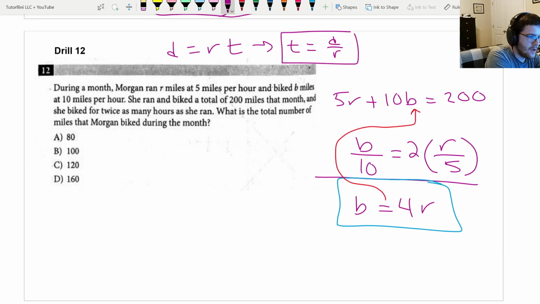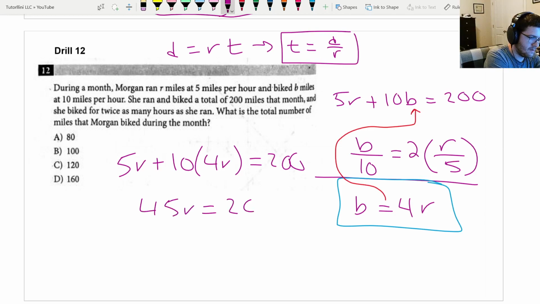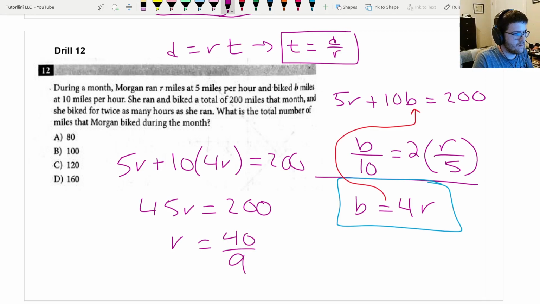So 5R plus 10 times 4R equals 200. So that gives me 40R plus 5R, 45R equals 200. R equals 200 divided by 45, which is 40 over 9. And then 40 times 4. Let's see, I might have made a mistake. Yeah, I definitely made a mistake.